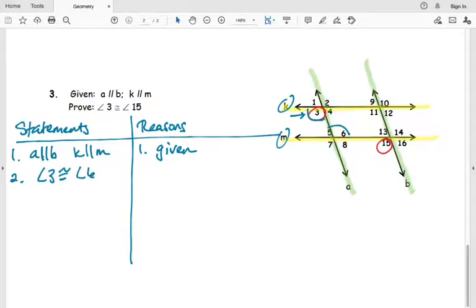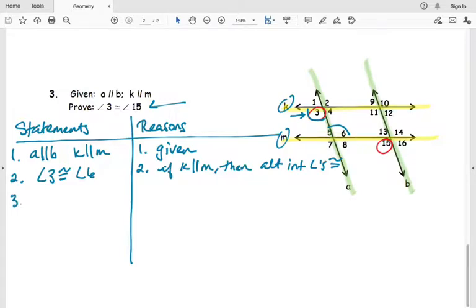Now I want to start with either angle 3 or 15. It doesn't matter which, but those are the angles that we are trying to get to, so I need to get those into my proof. All right, the reason why I know 3 and 6 are congruent to each other is because if K is parallel to M, then alternate interior angles are congruent.